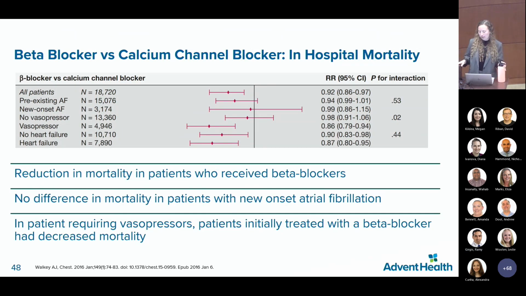First, we can look at their comparison between beta blockers and calcium channel blockers. When we look at the forest plot, you can see that there was a reduction in mortality when looking at all patients and when looking specifically at patients who were on vasopressors. But this mortality benefit was not seen when looking specifically at patients that had new onset atrial fibrillation.